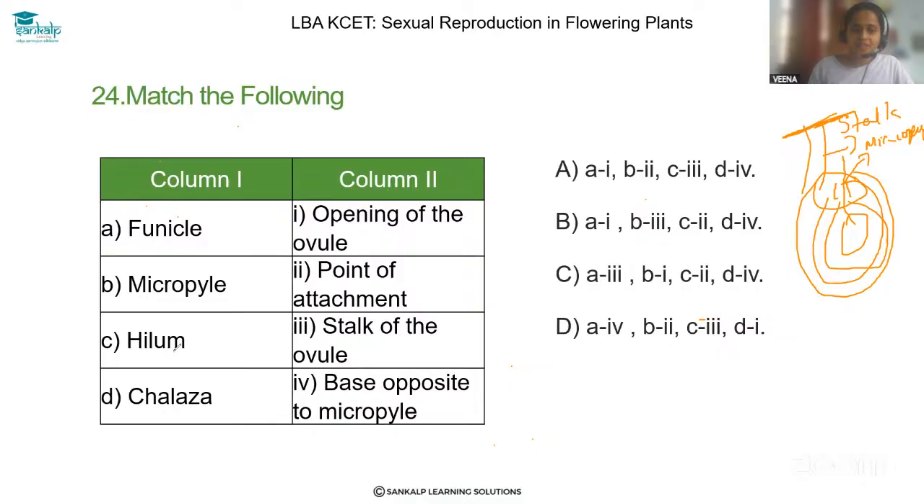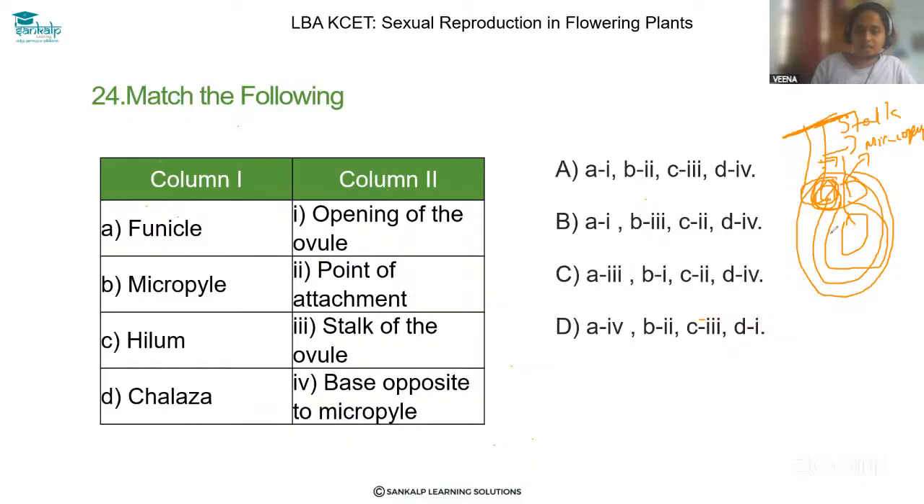And then third one, hilum. So already we discussed that in the last question. So here there is a point of attachment between the ovule and, then this what? Funicle. So this point of attachment is called hilum. So the correct answer is here third for C, second, point of attachment.